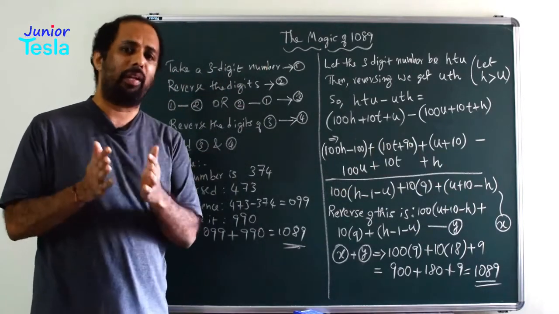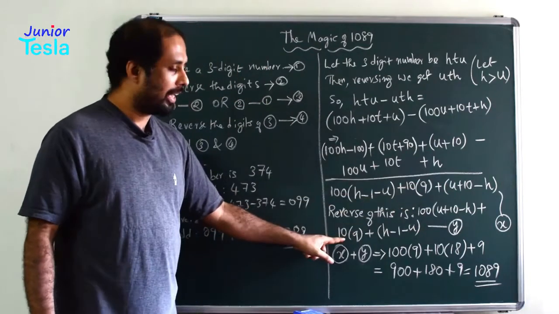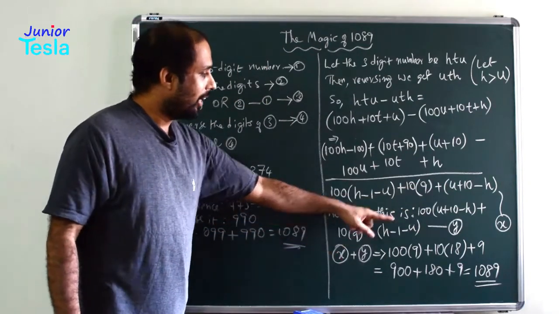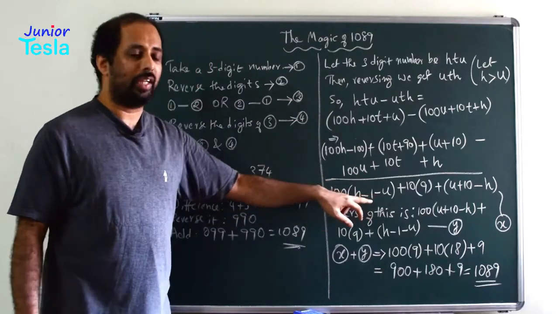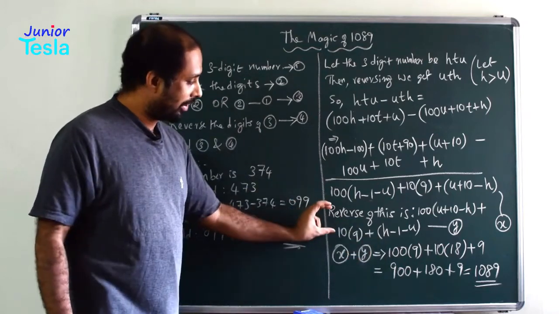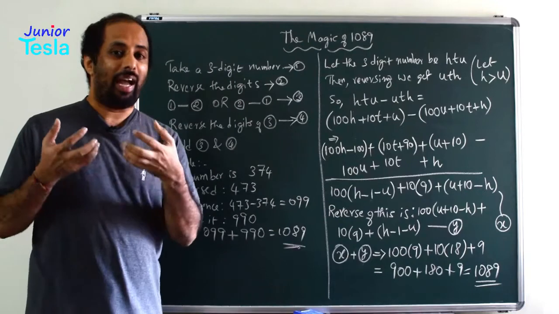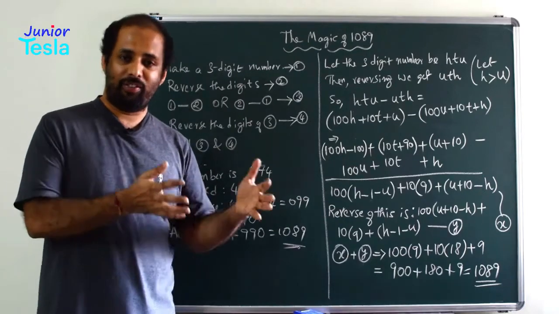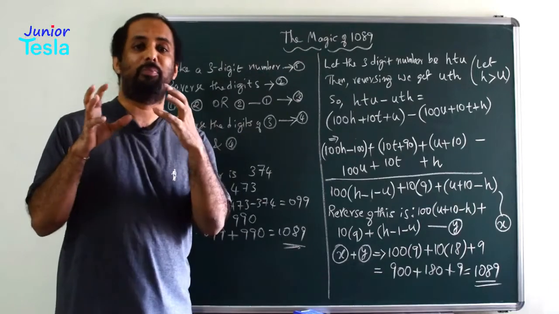Now the tens place will remain as it is. So that is equal to 10 into 9 is remaining as it is, 10 into 9. Then this one, that is h minus 1 minus u, that is in the 100 place, but it has come to the units place. So after reversing the digits, we got this. Now what we have to do? We have to add these two numbers, the difference and the number with the reversed digits.